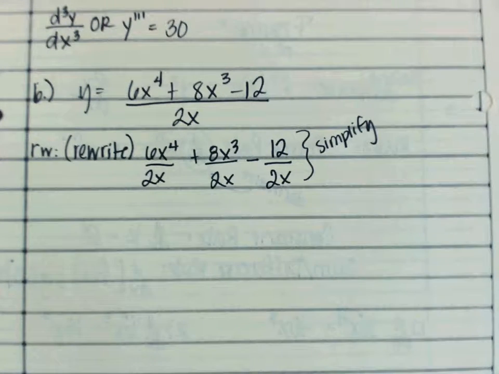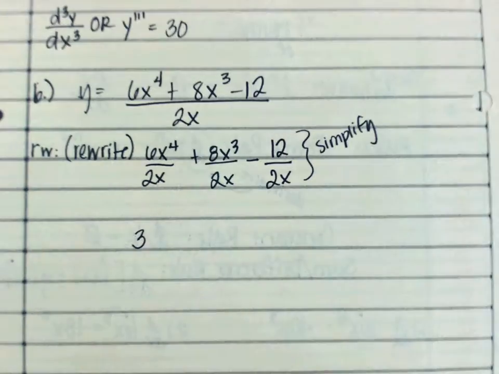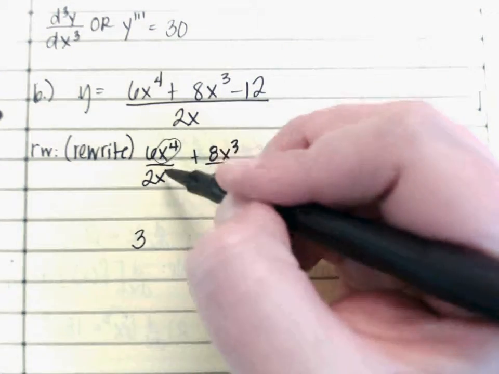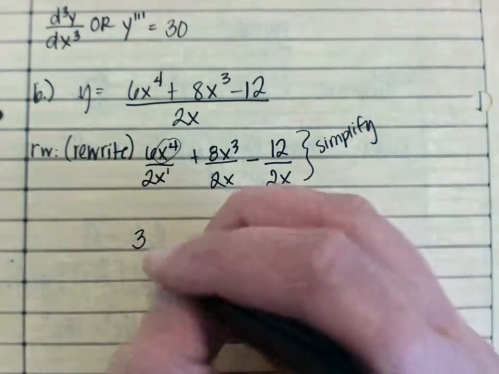Okay, which you should know how to do. First term, 6 divided by 2 in the front, what do we get? 3. How many x's are left over? I had 4 on top. I have 1 on bottom. What do I do with the exponents when I divide? Subtract, so x to the 3.